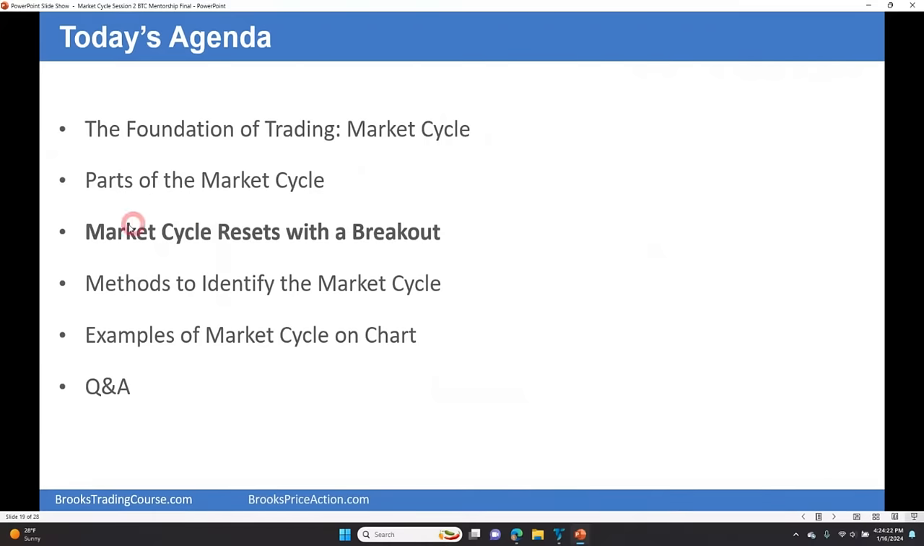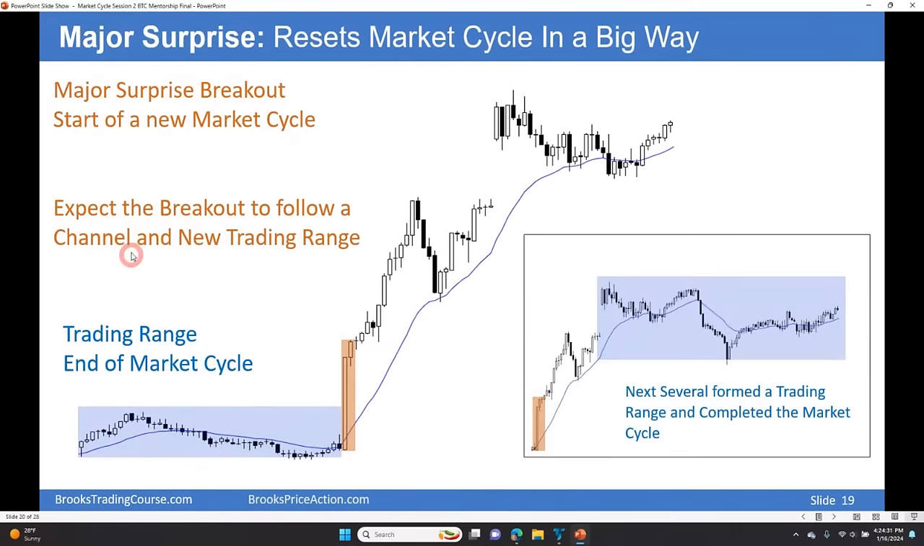Okay. The market cycle, it resets with a breakout. It's probably one of the most important things to understand about a market cycle. There's two types of breakouts I want to categorize. One is a major surprise, and the other is a minor surprise. We've all seen this in the video course. So what's a major surprise?